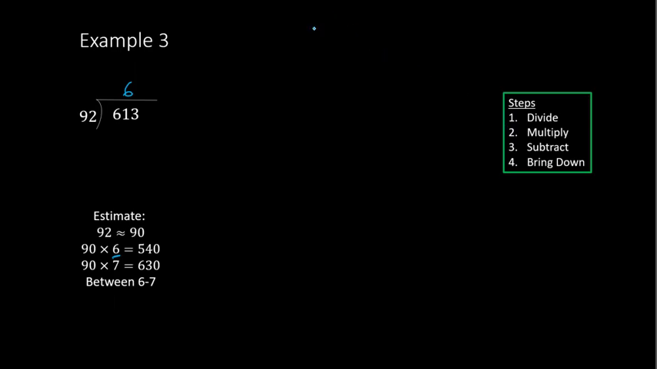Step 2 would be multiplying 92 times 6. So if we do that, we would do 2 times 6 to get 12. We'll take the 2, carry the 1. And then 6 times 9 is 54, plus the 1 is 55. So what we have is 552. So let's see if this works.